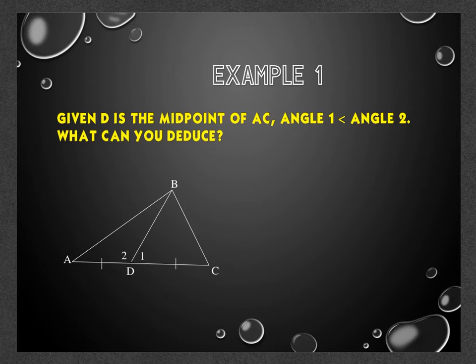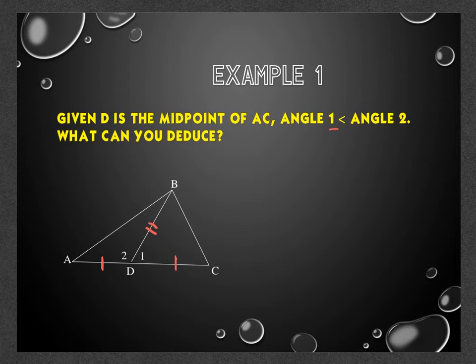Example 1 says given D is the midpoint of AC and angle 1 is less than angle 2, what can you deduce or what can you determine based on that information? So these are already marked, right? AD is marked as congruent to DC. What's the other piece of given information that you need in order to get anywhere on these? The reflection. Good. This shared side would make them two triangles with two pairs of congruent sides.